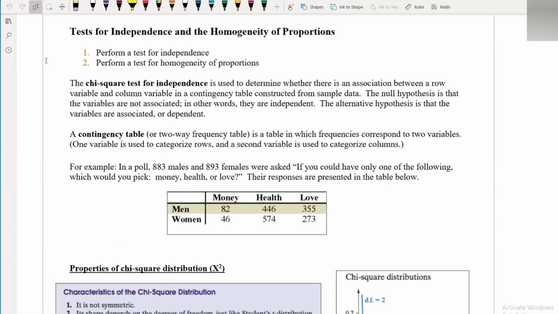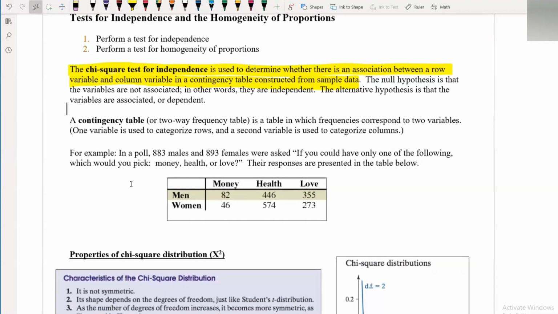So here we have the chi-square test for independence, and it is used to determine whether there is an association between row and column variables. And first, we have to know what the null and alternative hypotheses are.